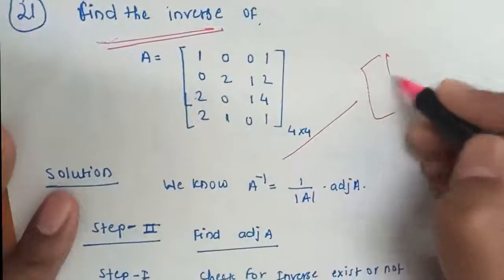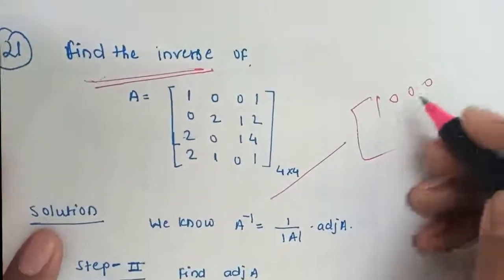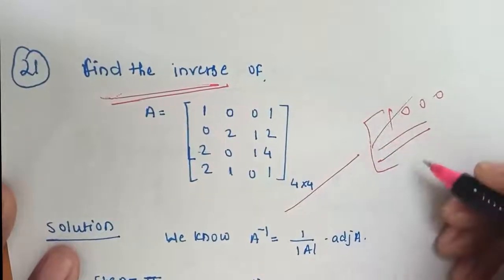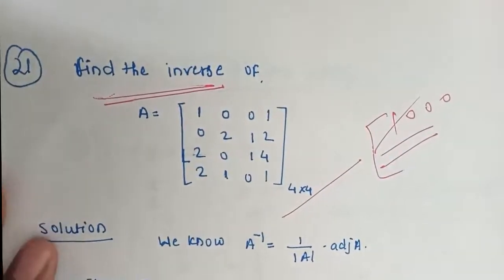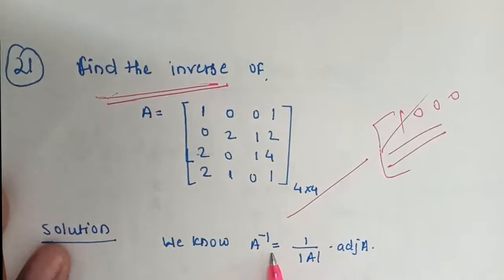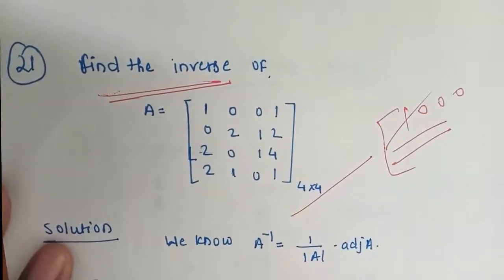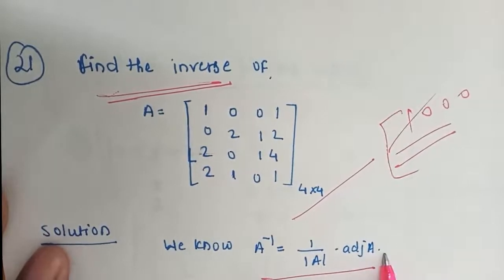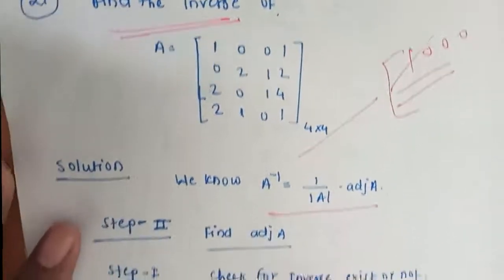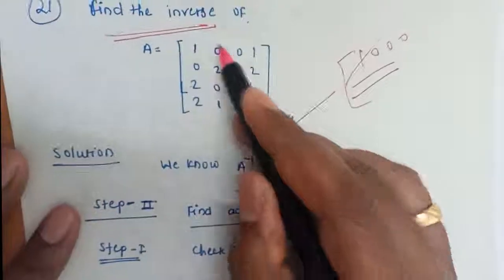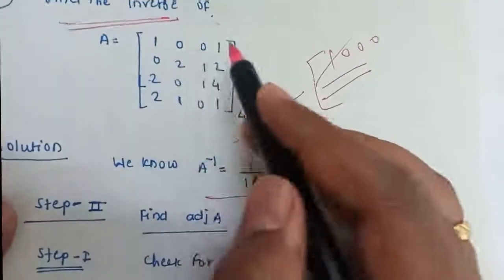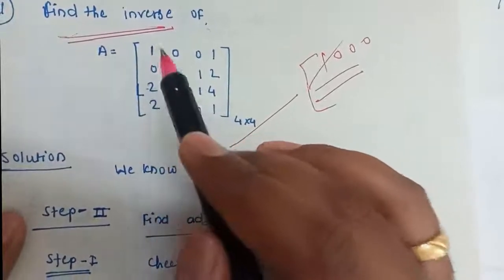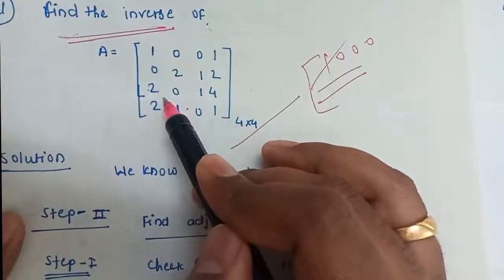So I have to convert that into 1 0 0 0, then 0 1 0 0, the identity matrix. We can convert it by elementary transformation. Even I can solve this by using the formula. We know that A inverse is equal to 1 by determinant of A into adjoint of A. But first we have to find whether this is singular or non-singular, because if it is non-singular, then only A inverse exists, and if it is singular, then there is no need to find the A inverse.